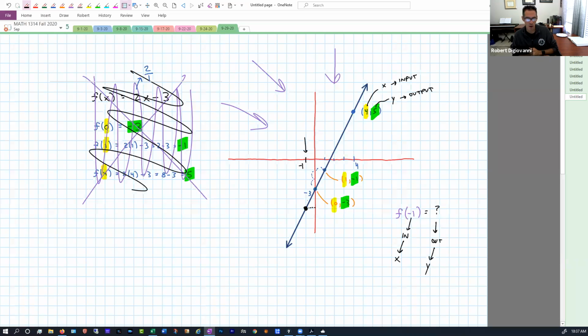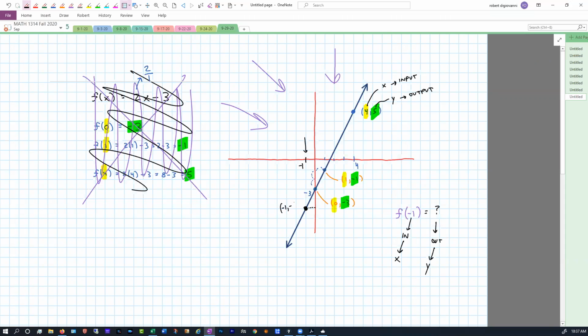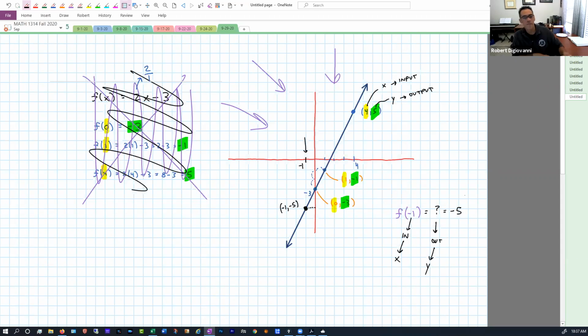So can you tell what that y value is? -5. Looks like -5, right? So that's the point, -1, -5. So the answer to this should be -5. Do you see how we're using the picture to figure out the values of the function instead of using the function to see the picture? It's reversing. We're doing it backwards.